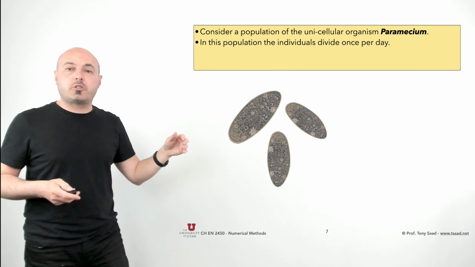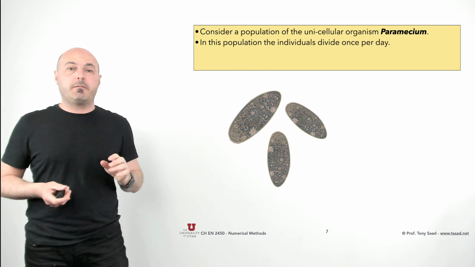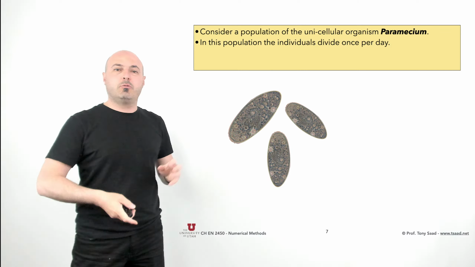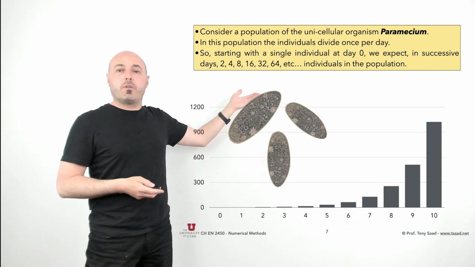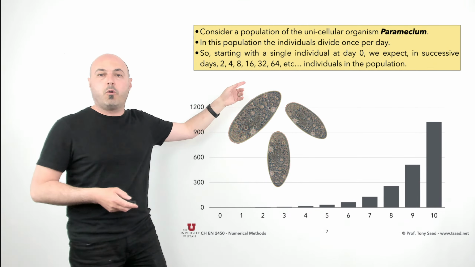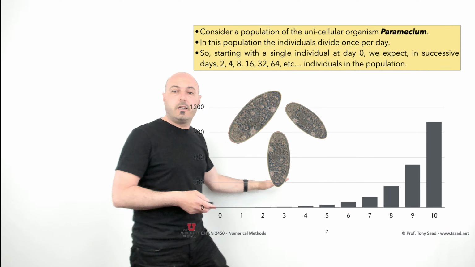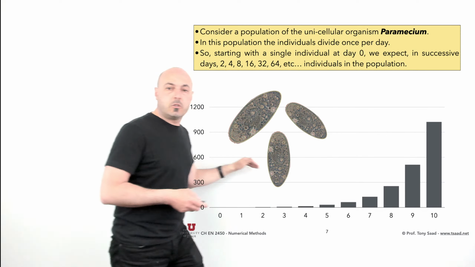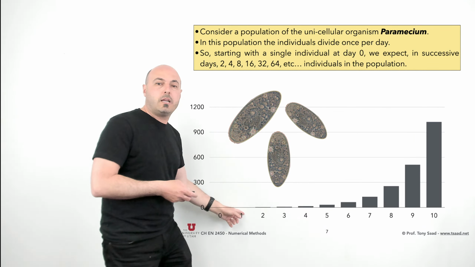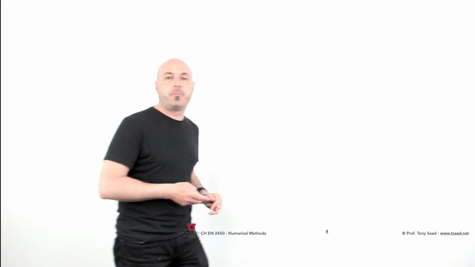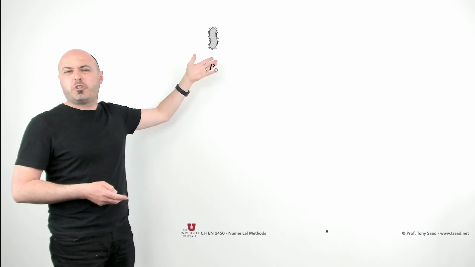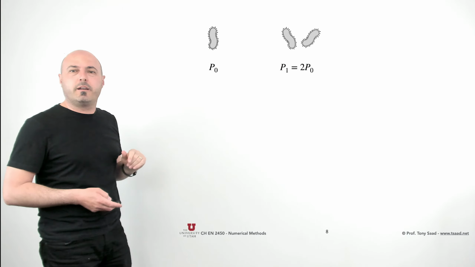In this population, the individuals divide once per day. So each individual, once in every 24 hours, splits into two. Starting with a single individual at day 0, we expect in successive days to have 2, 4, 8, 16, 32, etc. individuals in the population. So the x-axis here is the number of days, starting from day 0, day 1, day 2, day 3, and so on. Starting with P0, that's our initial population. Could be more than one, but in this case, let's just take one individual.